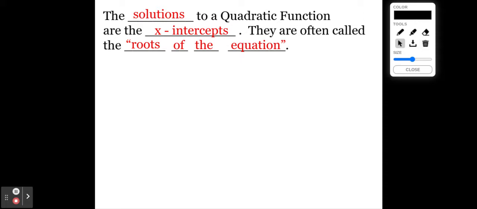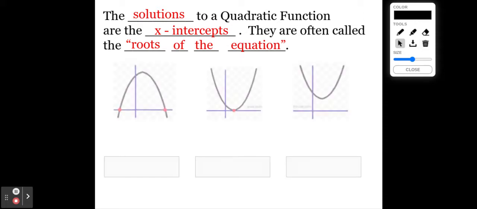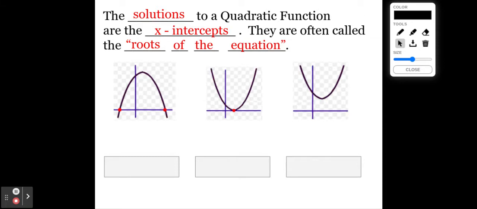So when you think about graphing a parabola on a coordinate plane, there's a few different ways that can look. If you look at the first picture on the left, you're going to see that that parabola touches the x-axis twice in two locations. And so we would say that this quadratic equation has two solutions because it has two x-intercepts, two places where it's going to cross the x-axis.